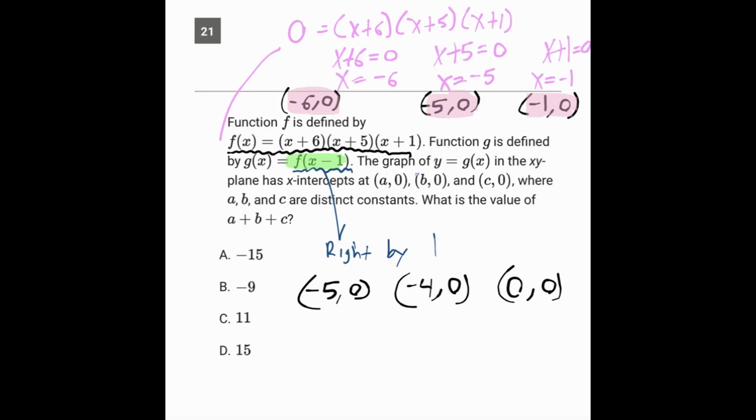So this question is asking us for this new g of x function that involved moving f of x 1 to the right. What are the x-intercepts? And we have them. They're -5, 0, -4, 0, 0, 0. According to the A, B, and C that they're giving us, A is -5, B is -4, and C is 0. A plus B plus C would be -5 plus -4 plus 0, and that comes out to -9, which is B.